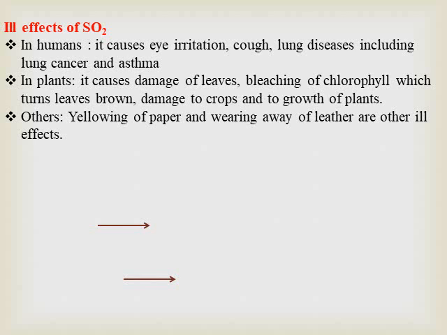In plants, it causes damage to leaves. Bleaching of chlorophyll takes place, which may turn the leaf color brown and damages crop production. Others are yellowing of paper and weakening of leather. Both are ill effects of sulfur dioxide.